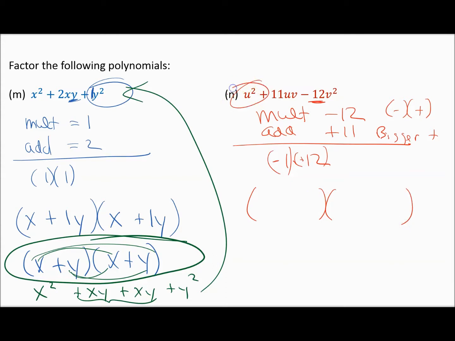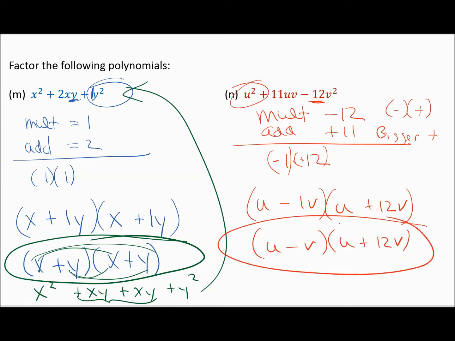The square root of that one goes in the first spot, so u and u. And then I need a minus 1 and a plus 12, but I've got this extra variable, so I need a v and a v. Not a v squared, but a v and a v. And then this can be written better as u minus v times u plus 12v. And we are finished with that problem.